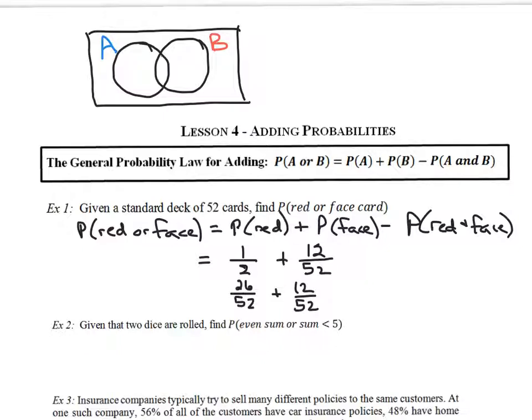But then we have to count how many of them are red cards that are also face cards. So we have the jack, the queen, the king of hearts, also the jack, the queen, and the king of diamonds. So we're going to subtract 6 out of 52 because we've counted those twice. So go ahead and do that subtraction and we end up with a total of 32 out of 52 cards. And again, it's okay to simplify, but you're not required to. So in simplified form, this would be 8 out of 13 by dividing the numerator and denominator by 4.